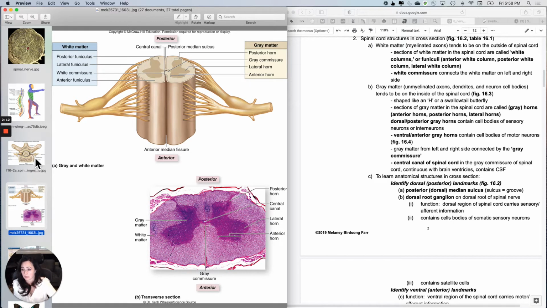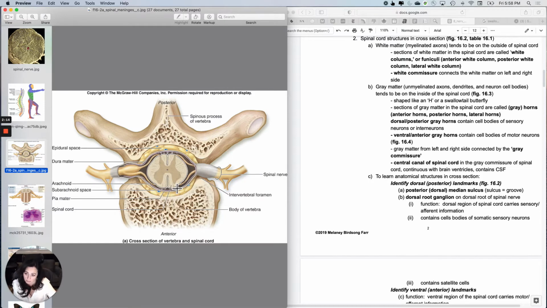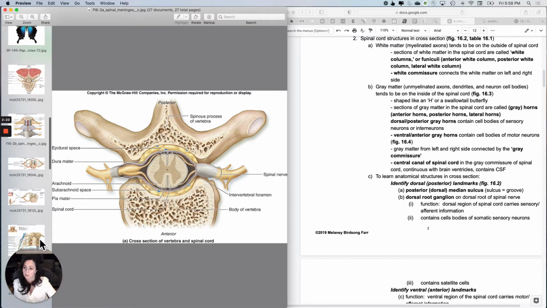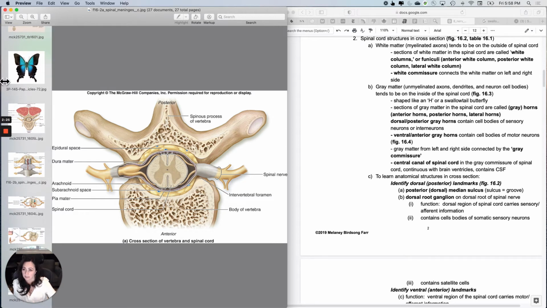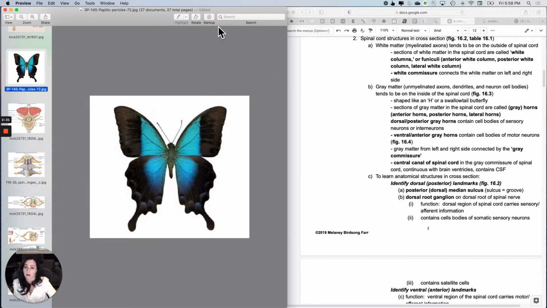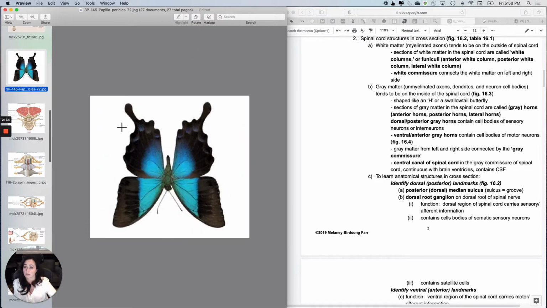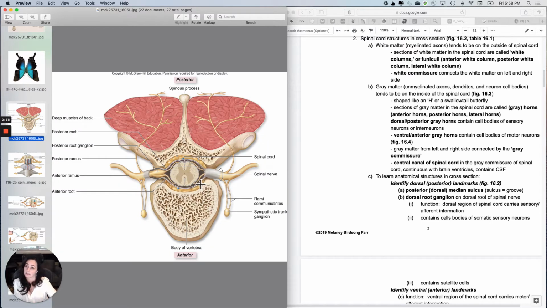What is really pretty dependable is the shape of the gray matter. Stick with me. The shape of the gray matter, to me, looks kind of like an H or a swallowtail butterfly. I don't know if you guys know what a swallowtail butterfly is. So look at this, and then look at this. Notice that these pointy wings would be like these bottom wings. If I flipped this little guy right there, doesn't that look kind of like this structure? The pointy bottom wings are always going to be toward the back.